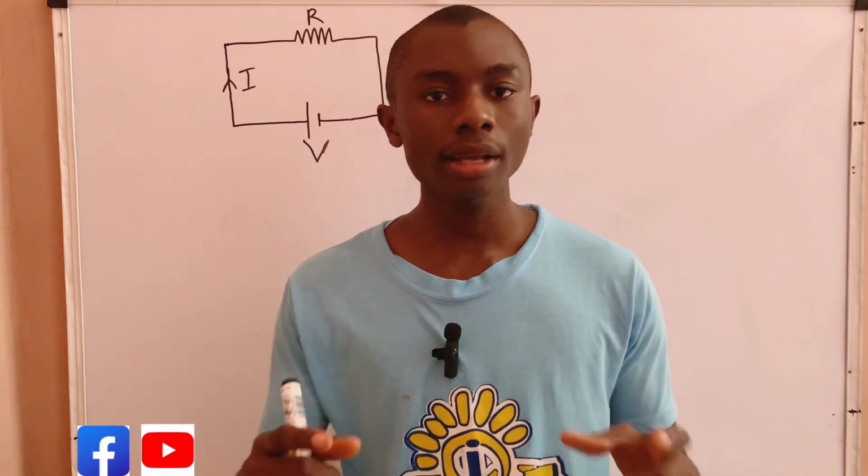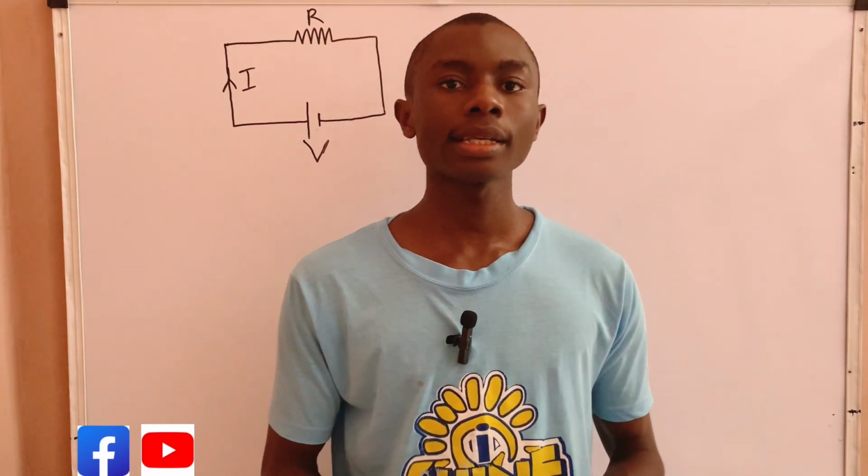Today we are going to derive Ohm's law formulas. Ohm's law states that the current that flows through a metallic conductor is directly proportional to the applied voltage, provided that any other physical factors of the conductor are kept constant.